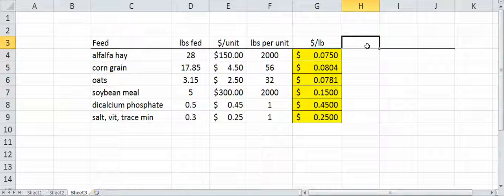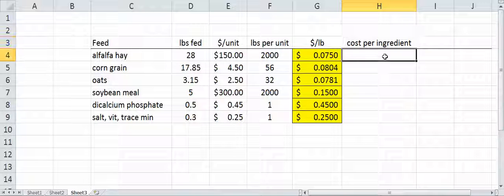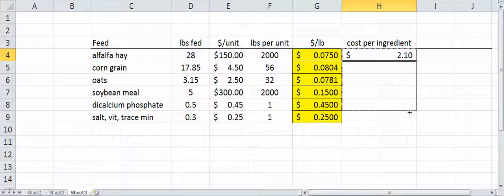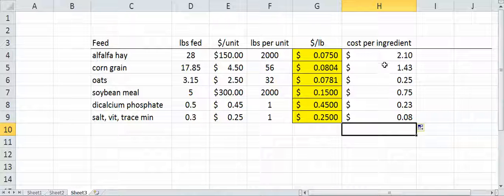Now I want to find cost per ingredient. So I want to find my total cost per hay, corn, grain, etc. The cost per ingredient is going to be the cost per pound times number of pounds fed. $2.10 of corn. I can go ahead and drag that formula down because it's going to take the price per pound times pounds fed for each and every row here when I drag that formula down. And now I'm going to add up the cost. So you understand, I have the cost of each of the 6 ingredients.